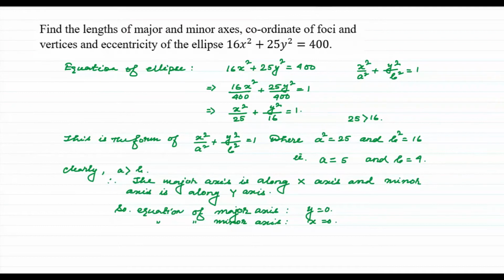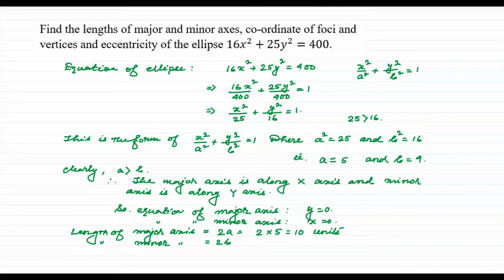Now the length of major axis should be twice a. That means 2 into 5, it's 10 units, and length of minor axis should be twice b, means 2 into 4, it's 8 units. Again, we have to find out the coordinate of the vertices, foci.